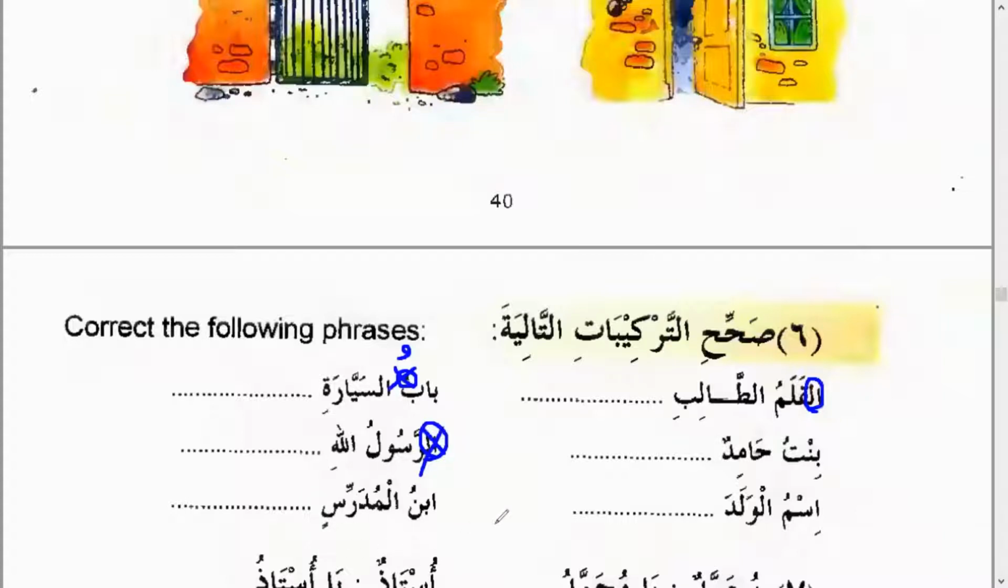Oh, this is a double error. The next one. Huh? What's the error? Where's the error? This is Mudarris only. This is fine. Oh, maybe it's not clear. Ibnul Mudarris. No, no, no. This is the tanween. Right? It cannot be tanween.